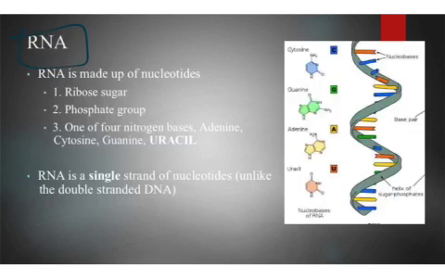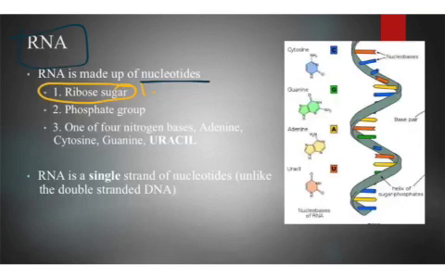Now, RNA and DNA, of course, sound very similar. That's because they are similar. There are three main differences. RNA is still made up of nucleotides, but the fact that it is made of ribose sugar instead of deoxyribose is difference number one from DNA.